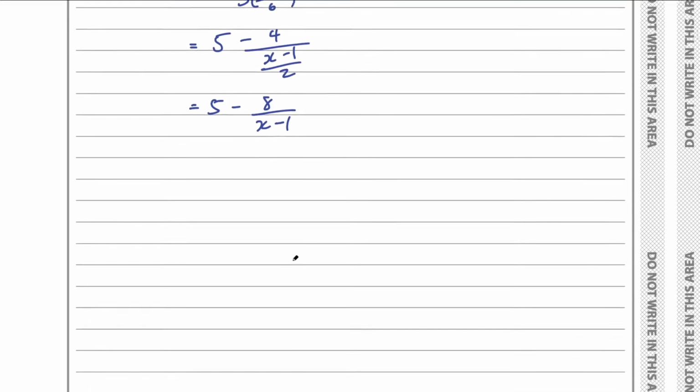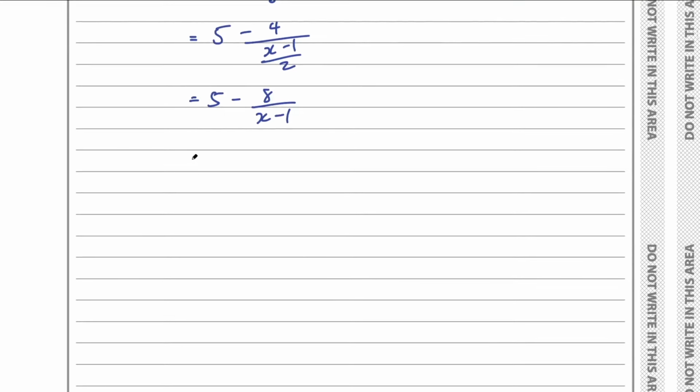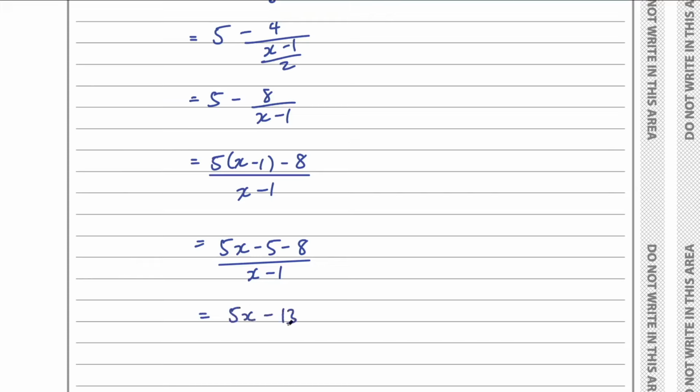And then to combine those fractions, multiply 5 by x take 1. And then the denominator would be x take 1. And then simplify this top line, so expand out those brackets. We would have 5x take 5 take 8 all over x take 1. And then negative 5 take 8 is negative 13. So this would simplify to 5x take 13 all over x take 1.